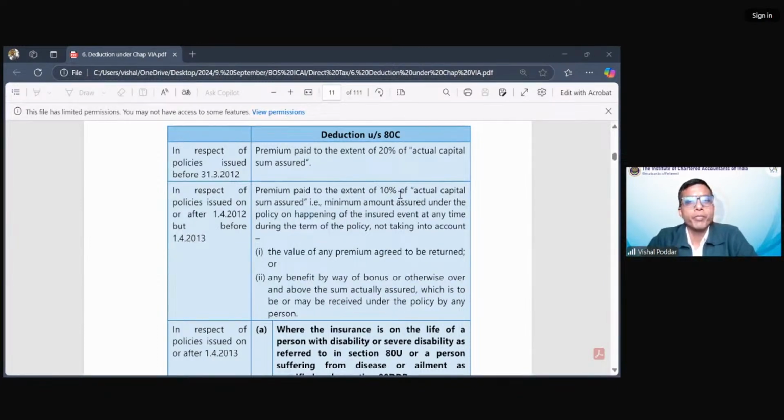Now, as far as insurance policy is concerned, there is some internal limit. What is this internal limit? Lahari, give me some time. I'll answer your question.